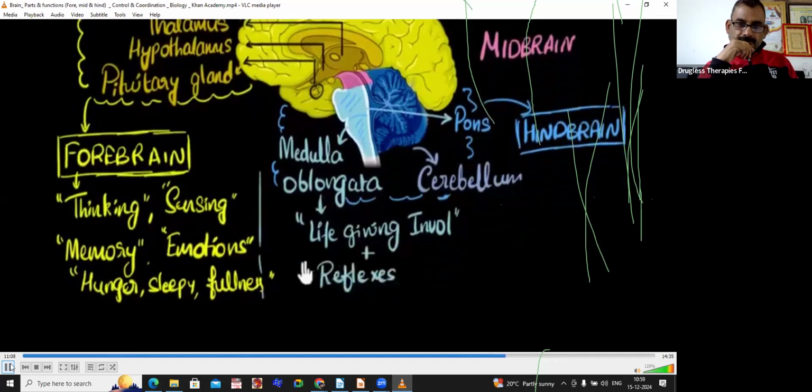Now, if you've studied reflexes before, you may be wondering, hey, isn't that controlled by your spinal cord? Yes, some of them are controlled by the spinal cord, but some of the reflexes, like your sneezing and coughing, are controlled by your medulla oblongata. All right. The idea is the reflexes are not controlled by your thinking part of the brain. None of the reflexes are controlled by the forebrain. That's why they're even called reflexes. But the medulla does control some of your reflexes. So these are the two major functions of the medulla. Okay. What about the cerebellum?